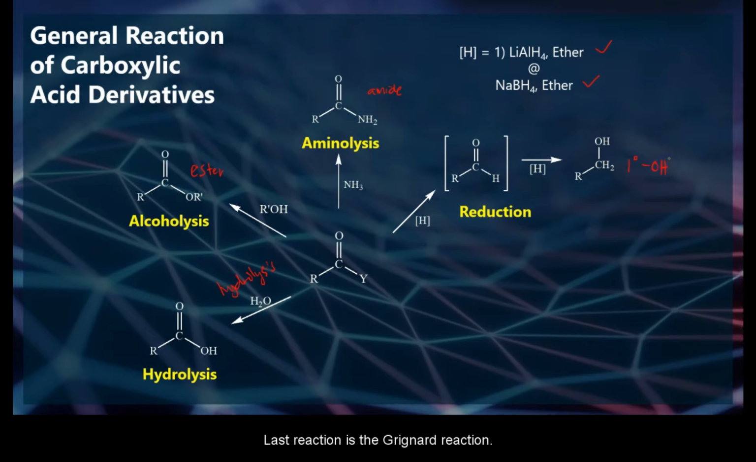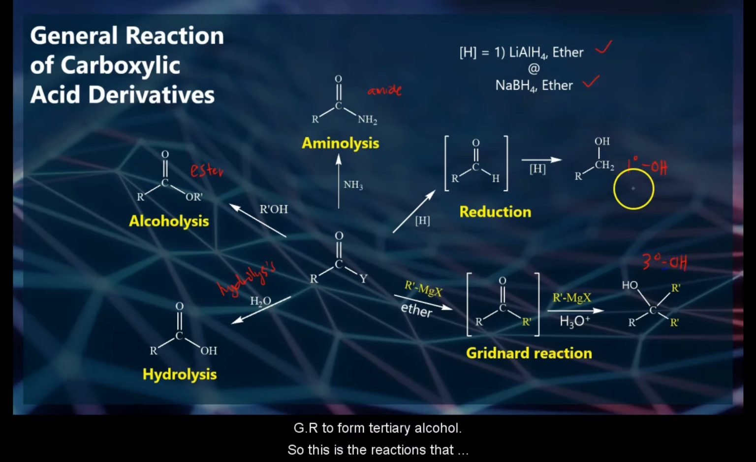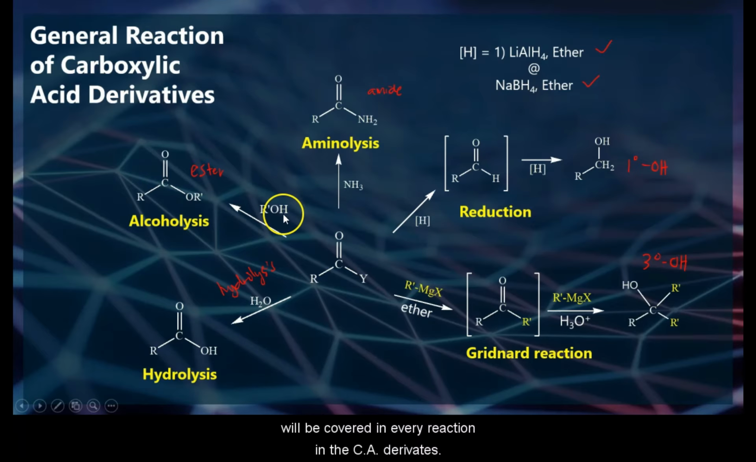Last reaction is the Grignard reaction. In this reaction, the derivative reacts with Grignard reagent to form tertiary alcohol. So, these are the reactions that we'll cover for every carboxylic acid derivative. And for information, all the carboxylic acid derivatives will go through the same reactions.